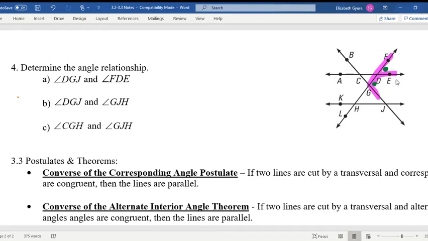Is angle FDE an interior angle, Peyton? No, because if you look here, line BJ and line CE, those are the lines that are being cut by transversal GF. So that's actually on the exterior of those. So the only thing left is corresponding. So these would have to be corresponding.